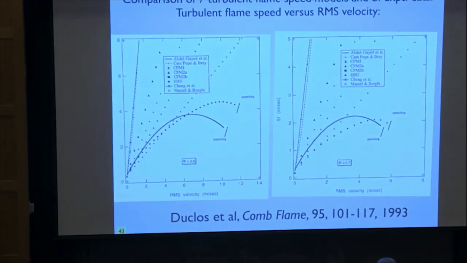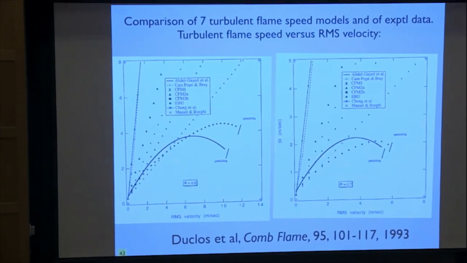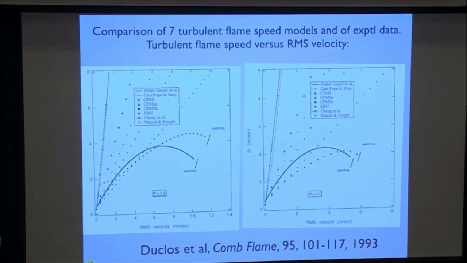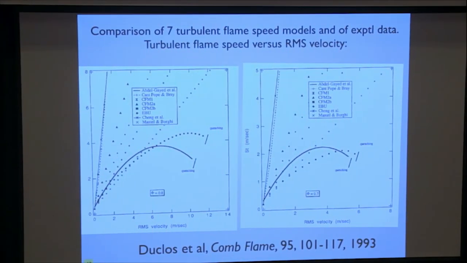Now, the problem when you do modeling of that is that you find that there are models all over the place, and in combustion, you can always tune parameters. That's what every one of us is doing. But one model which works for one flame usually doesn't work for another one. So, in other words, there is no turbulent flame speed.